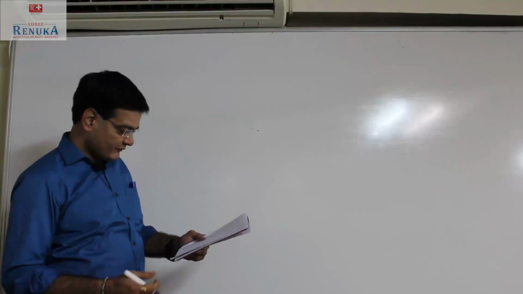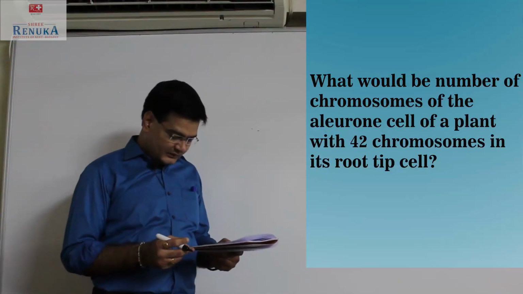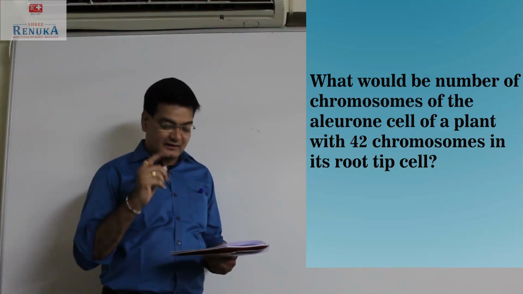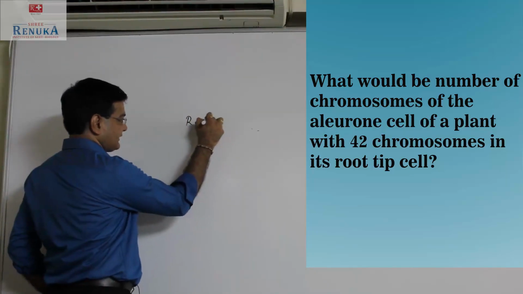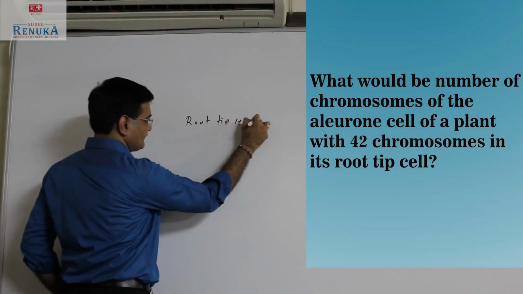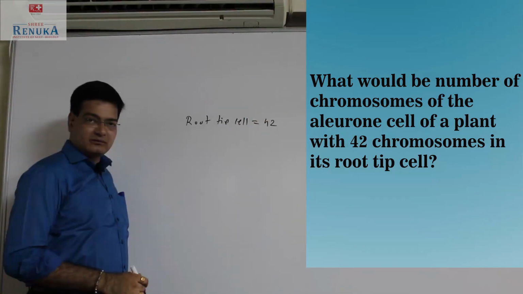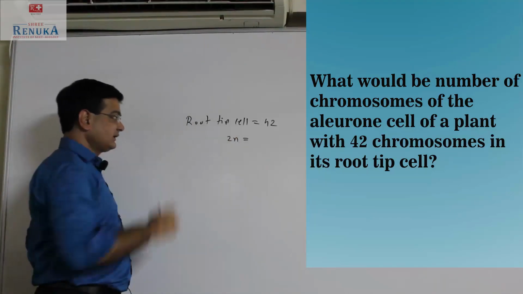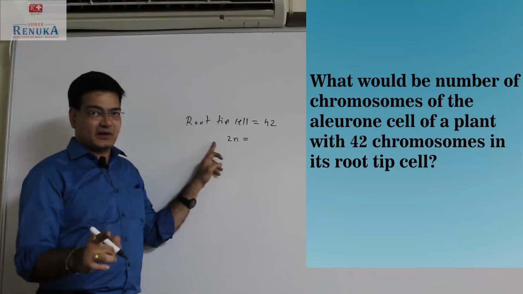Next question, what would be the number of chromosomes in the aleurone layer of the plant with 42 chromosomes in its root tip cells? Students, root tip cell contain 42 chromosome is given in the question. Root tip is a diploid plant organ. Remember that if it is stem, root or leaf, it is always diploid.